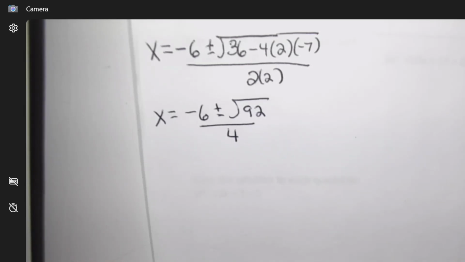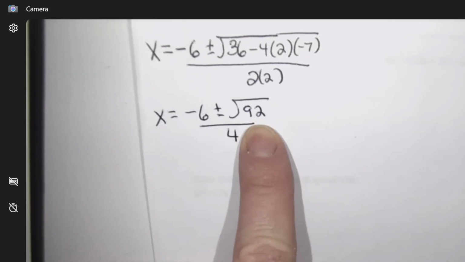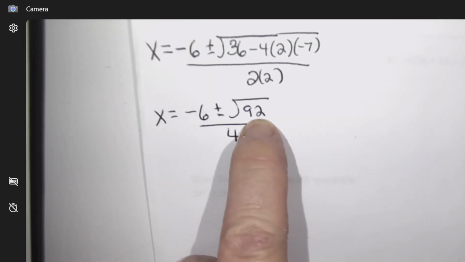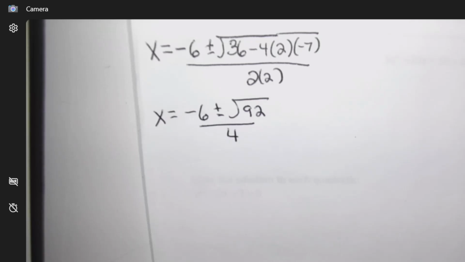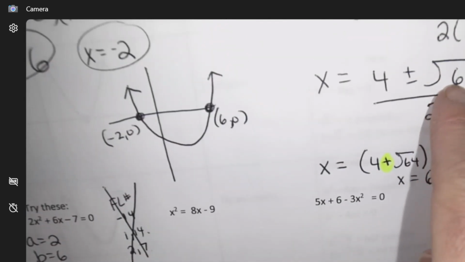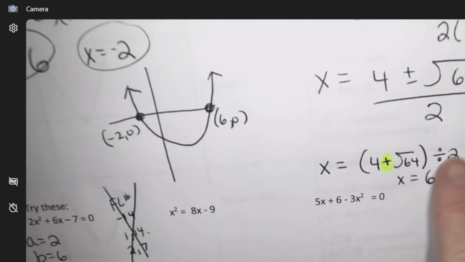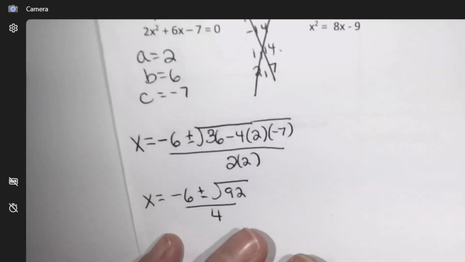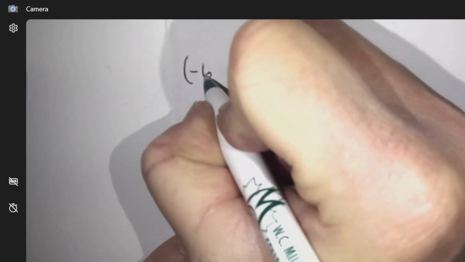Okay, this is another reason why this isn't factorable. Can you square root 92 nicely? No. So that also tells me this is not a nice one. Over here, we had the square root of 64. That's a nice number, so that means that problem was actually factorable. Okay, so what are we doing in our calculator?